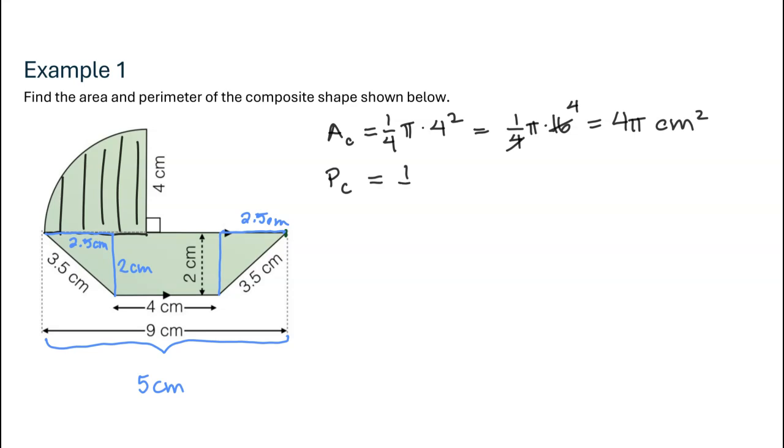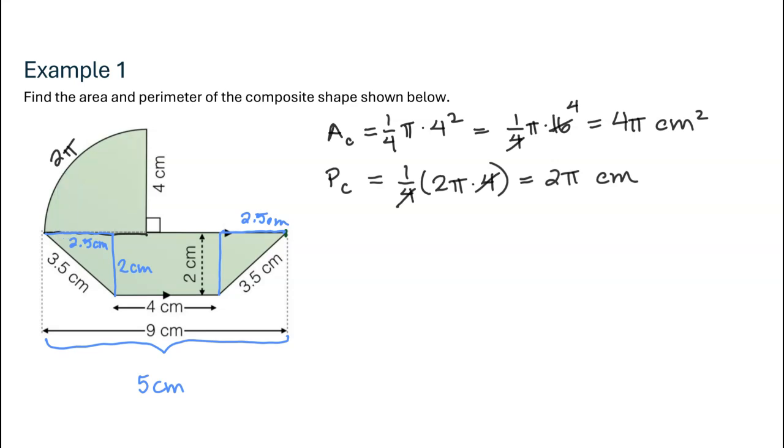So again, this is only a quarter of the circle, so I'm going to put a 1/4 out in front of my formula, and then we need 2 pi times the radius. So this time we're actually going to get to cancel a 4 out of that, and we're going to be left with the circumference of that little section being 2 pi centimeters. So this is a 2 pi centimeters. This is a 4 pi centimeters squared.